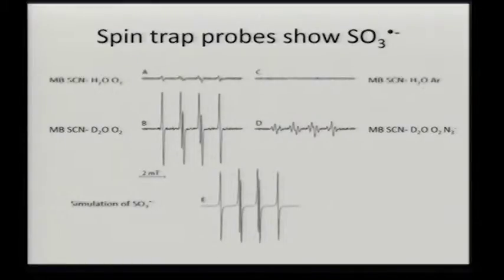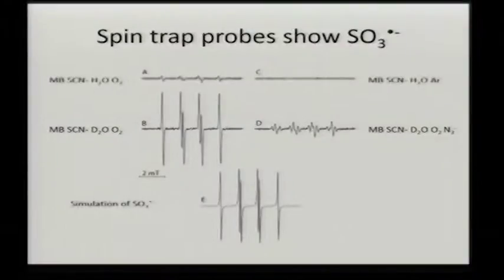When he did spin trapping, again, another surprise, the spin trapping signature he got was of sulfur trioxide radical anion. And God, we did not expect that. It took us a while to figure out what's going on there. But there's the simulation of it.